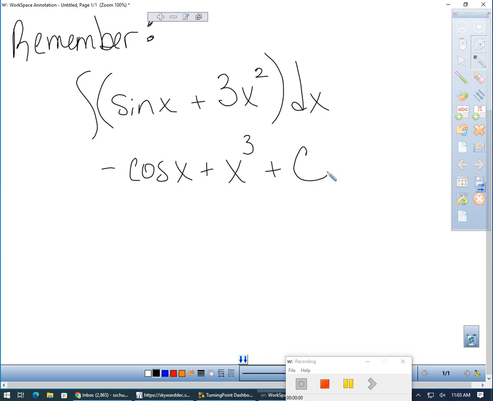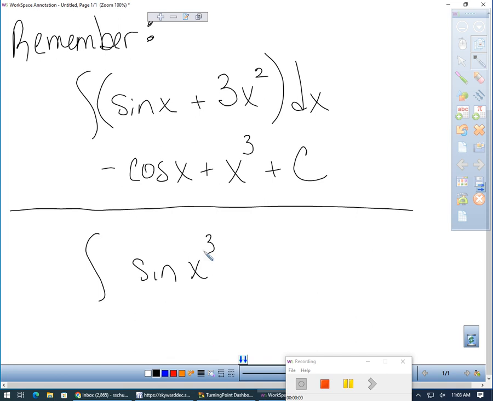Okay. So the first few problems in your homework today just take you back to what we were doing last week. The new part of today is that sometimes we have to do a substitution. So, for example, if we have an integral of, let's say, sine x to the third, 3x squared, x to the third dx.